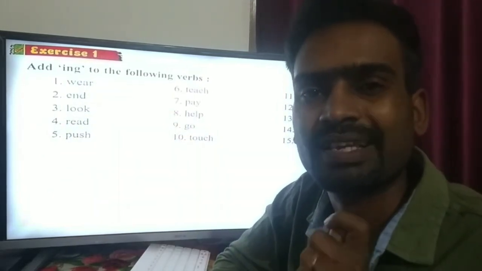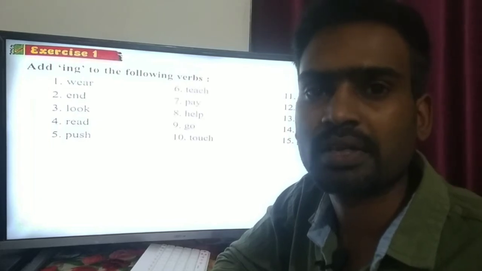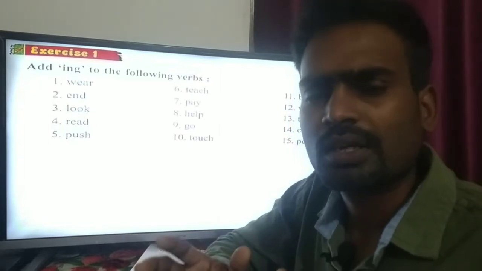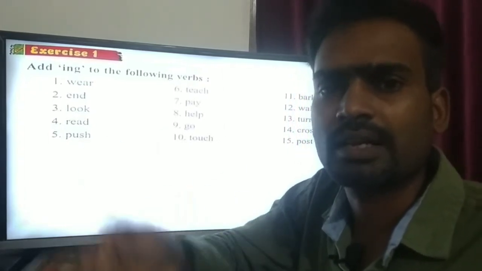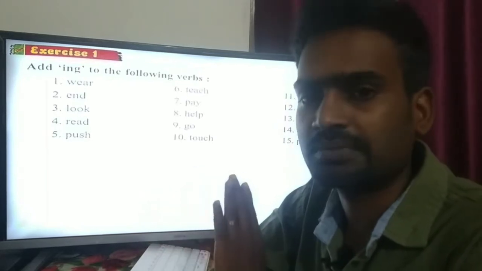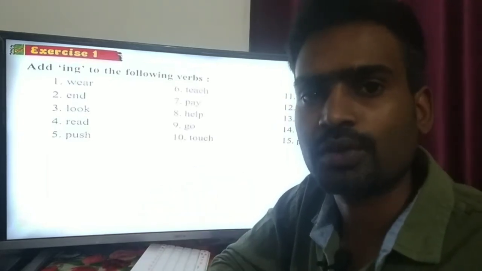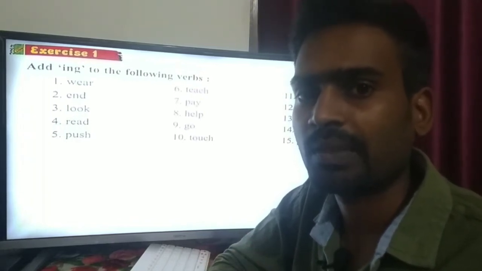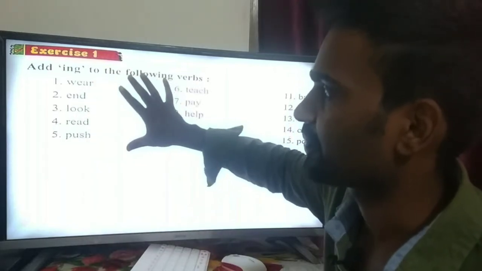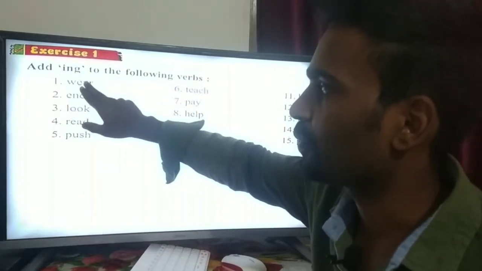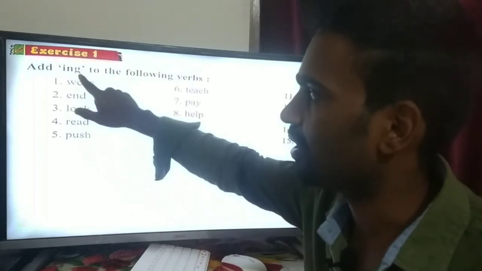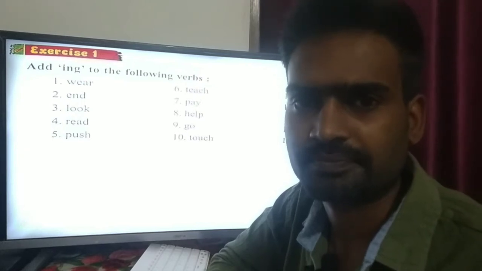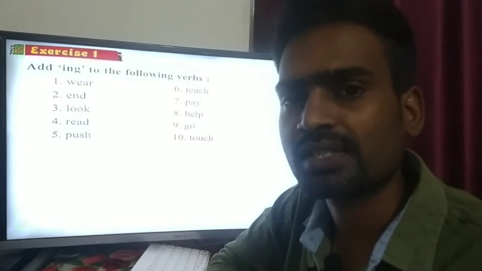Most of us make the mistake in continuous tenses. We don't add the ing form to the verb, we simply use the normal base form of the verb. Regarding tenses and all these things, we will learn afterwards, when the lesson comes. Don't worry about it, we will learn it very deeply afterwards. First, to add the ing form to a verb, we have plenty of rules and regulations.